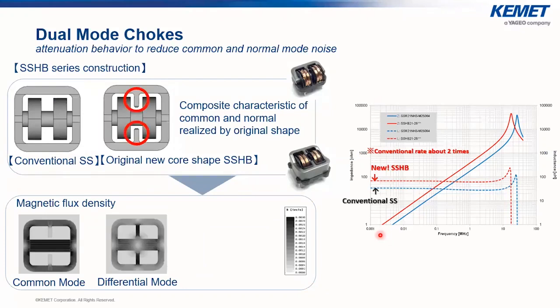In this case, you can see here, we have a conventional SS series from the KEMET portfolio. We just modified the shape of the core, adding these two protrusions here. Doing this, we created our SSHB series. If we have a look at the magnetic flux density, we have a flux density like this that works for the common mode, but adding those two protrusions, we also have differential magnetic flux density for the differential mode in these local areas. If we look at the differential mode inductance, just adding these two protrusions, we have an increase of the inductance that converts into an increase of the impedance.